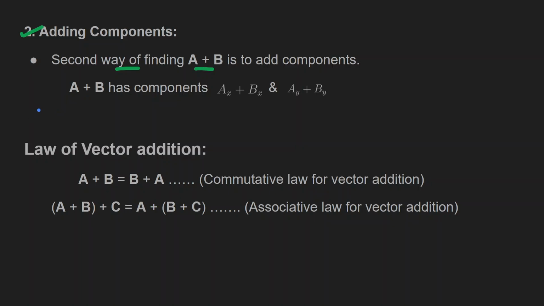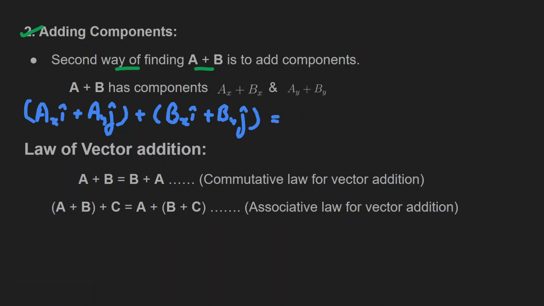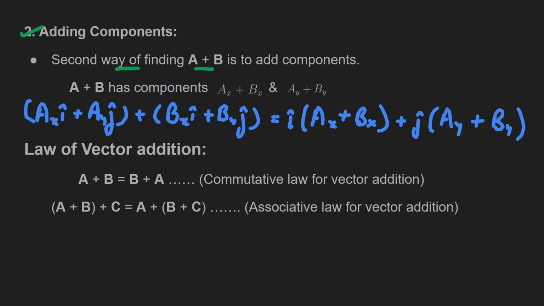So I will just write here. This vector A can be written as AX i cap plus AY j cap. There is a plus sign between BX i cap plus BY j cap. That is equal to, so i cap, the direction I keep the same. So the components get added, AX plus BX i cap plus AY plus BY j cap. So if you notice, the components of the vectors get added when I add two vectors. So this is the adding of components.